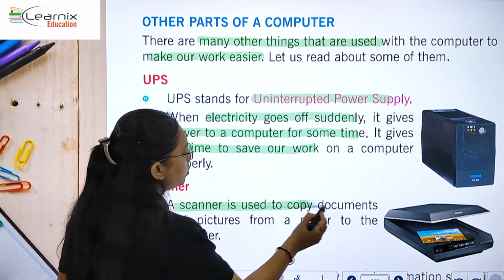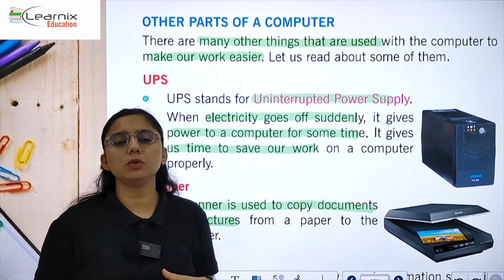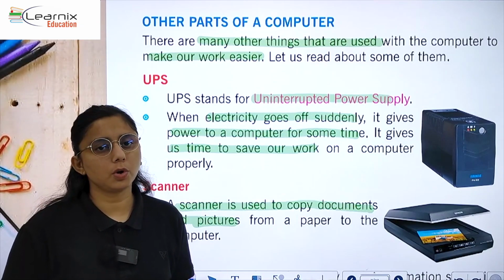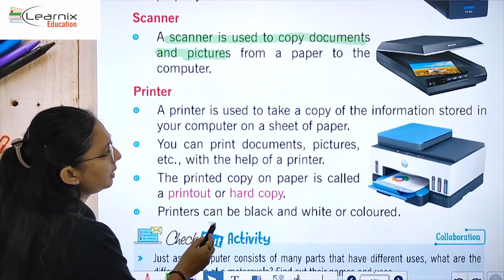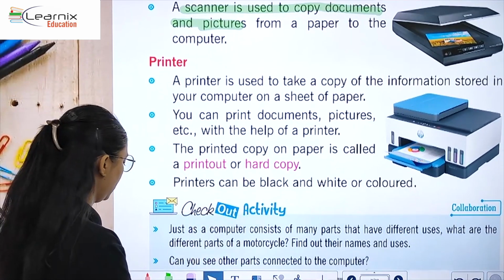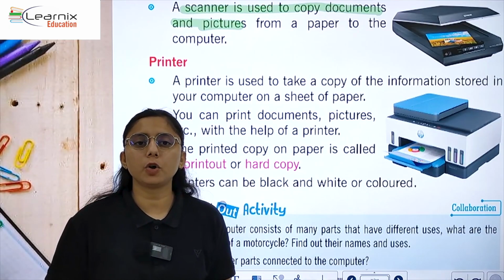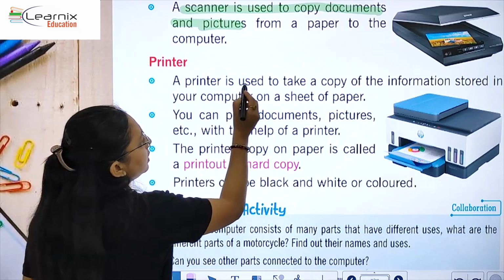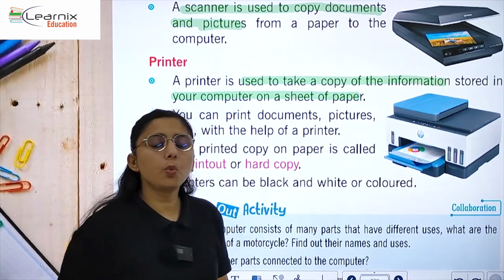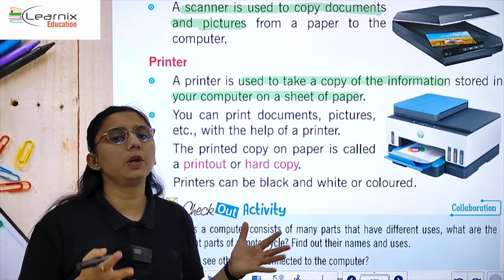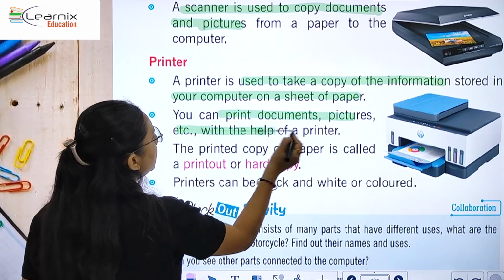Now scanner. Scanner is used to copy documents and pictures. What you can do by using scanner, you copy documents and pictures onto your computer. This is your printer. It gives you the hard copy of the document. A printer is used to make a copy of the information stored in your computer on a sheet of paper. You can print documents and pictures with the help of printer.